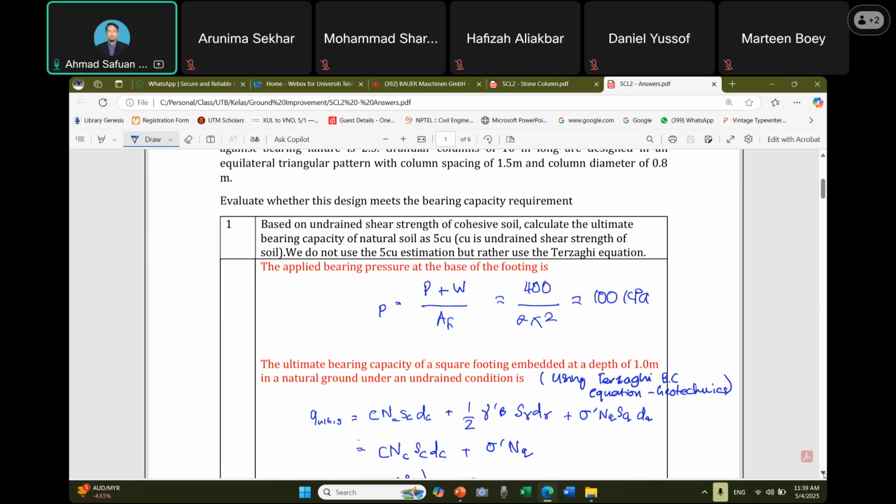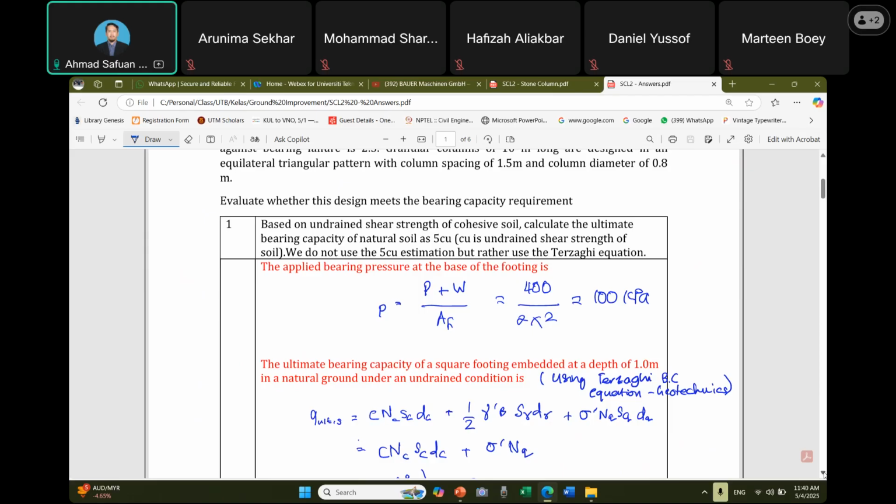So based on the undrained shear strength of a cohesive soil, calculate the ultimate bearing capacity of natural soil as 5 times Cu, where Cu is the undrained shear strength. We do not use the Cu equation here, but rather use the Terzaghi equation. Okay, we try to look at what would be the difference. Let's say we calculate for the undrained shear strength of the cohesive soil by using the simple method, and then see what is the output from the Terzaghi equation.